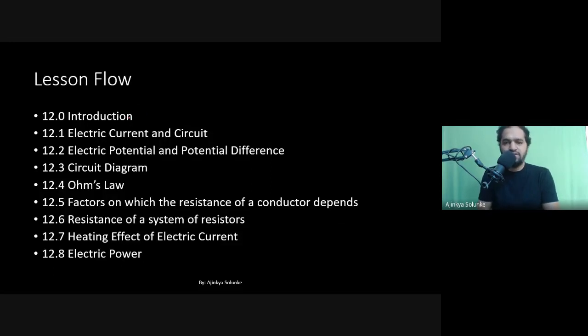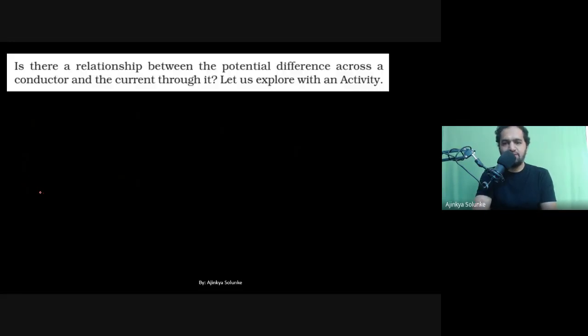In the last periods, we completed our introduction, electric current and circuit, electric potential and potential difference, and circuit diagram. So we have covered at least 3 points. The first point cannot be counted because it is just an introduction, a small paragraph or two. So technically, we have covered only 3 points. Today, we are going with Ohm's law. Let us try to understand in very simple language what exactly Ohm's law is.